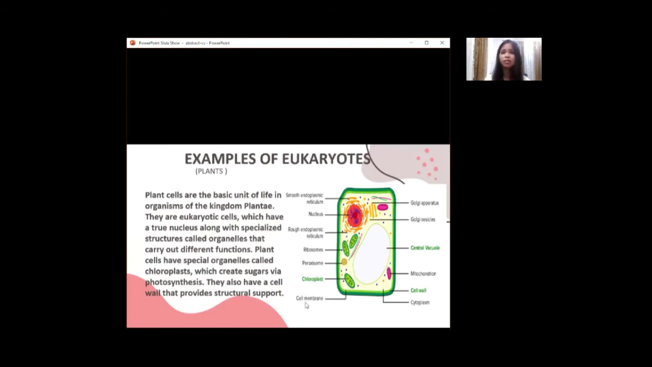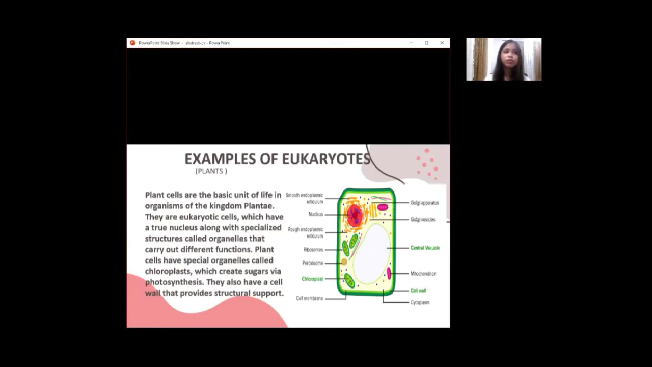Plant cells have specialized organelles called chloroplasts, which create sugars via photosynthesis, and they also have a cell wall that provides structural support. So, most organelles are common to both animal and plant cells. However, plant cells also have features that animal cells do not have. For example, the cell wall, a large central vacuole, and a plastid such as chloroplasts.